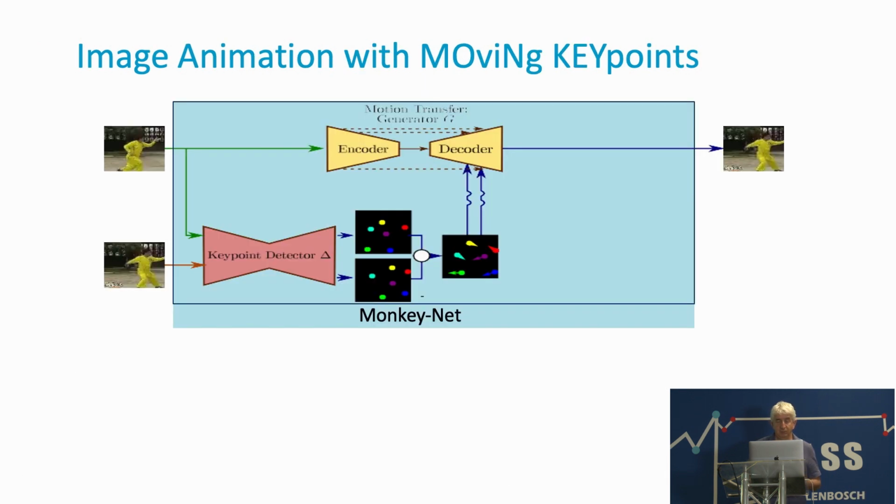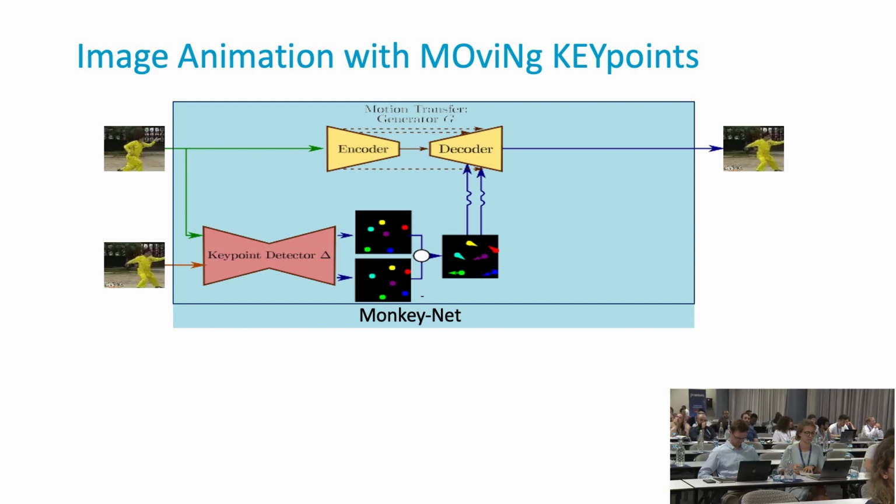So here, what we do is what we call the MonkeyNet. It's an image animation with moving key points. So we have, again, the encoder-decoder type of architecture. We have this key point detector. And practically what we are modeling is extracting these key points that will be specific for a particular motion. And we are looking at the deformation of these key points, so then you go from the source to the target.